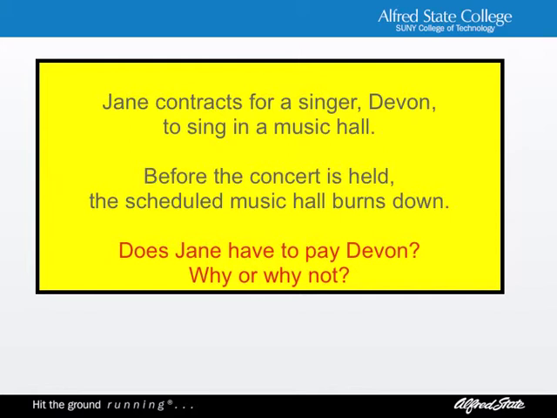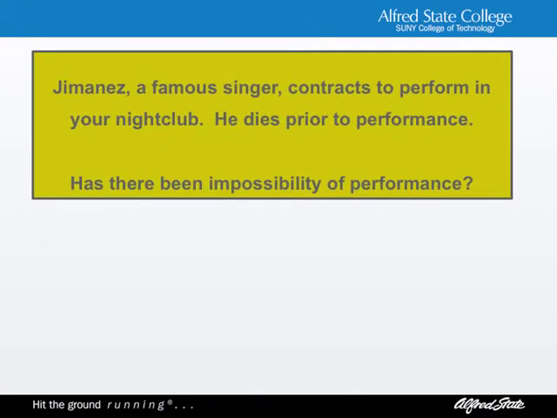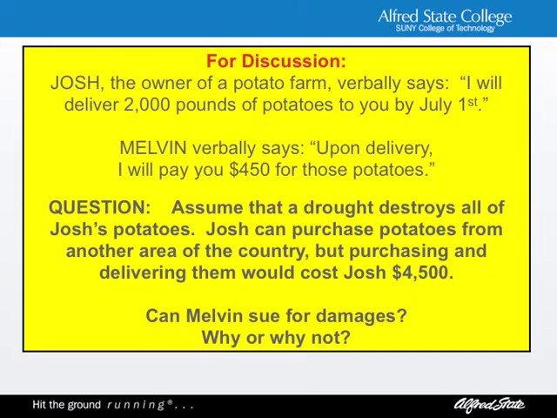So suspending performance in that case for a temporary period of time is not likely to occur. Chances are both parties will simply be excused from the contract at that point. How about this? Jimenez, a famous singer, contracts to perform in your nightclub, but he dies before performance. Has there been impossibility of performance? And clearly the case is yes. The death of a party typically terminates a contract when the contract calls for the performance of that person's personal services.